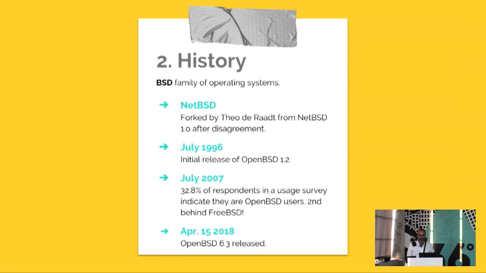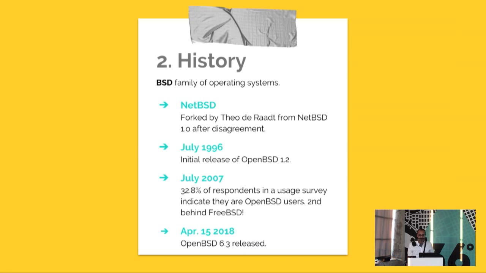So quick history. It's part of the BSD family of operating systems. It was forked by Theo de Raadt from NetBSD 1.0 after a disagreement. They don't really tell exactly what the disagreement was about, but he was asked to resign, so he created OpenBSD. Initial release was in July 1996 as OpenBSD 1.2.